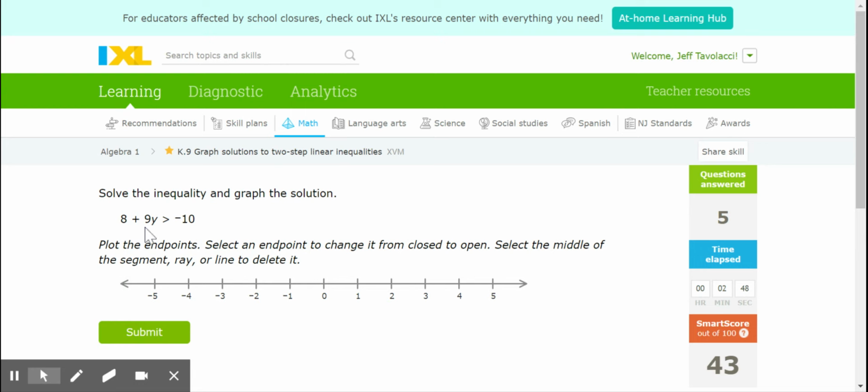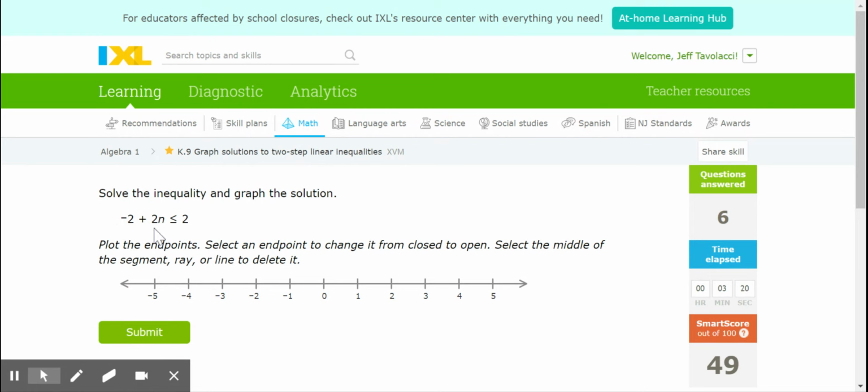8 plus 9y is greater than negative 10. We would be subtracting 8 from both sides. Negative 10 minus 8 is negative 18. Negative 18 divided by 9 is negative 2. So we're going to go to our boundary. We don't want to include the point because it's not equal to. We just want greater than. Okay, we divided by a positive 9. The inequality will not flip.